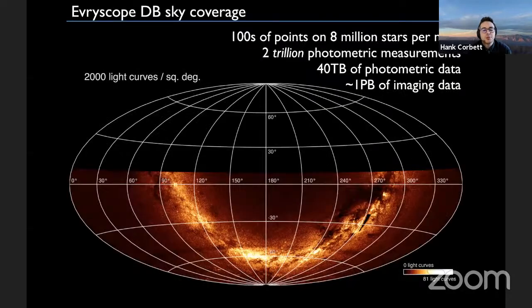And the first thing this lets us do is build up a really large database of photometry over time. So every night we're collecting those hundreds of measurements for something like 8 million stars, 20 million in total within our depth range. And over the past 7 years, this has added up to about 2 trillion photometric data points, plus an additional roughly petabyte of imaging data.